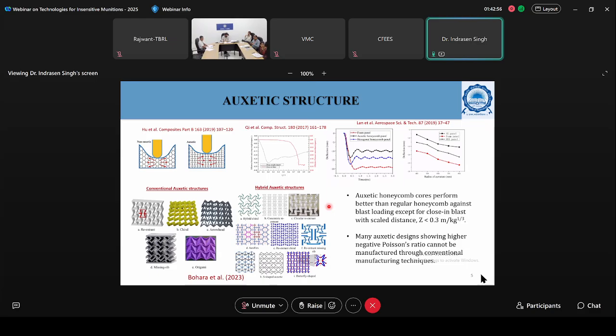In the recent past, auxetic structures have gained attention because of their high negative Poisson's ratio. As a result, they show lesser deflection in the back face sheet and high energy absorption. Various designs have been proposed in auxetic structures, for example the conventional auxetic structure, and these are some advanced designs. I have shown a few cases here, but there are many which have been reported, and the Poisson's ratio for those designs is much higher. But the problem is that these auxetic structures are not easy to manufacture using conventional manufacturing techniques. That's why people have mostly used FEM simulation.